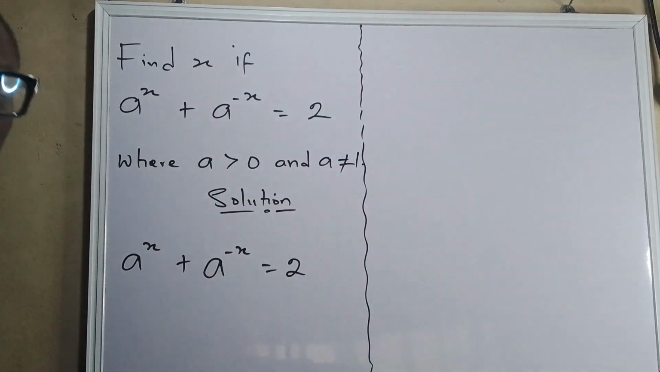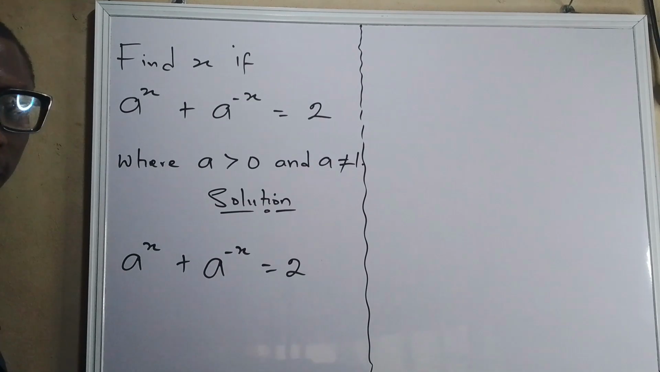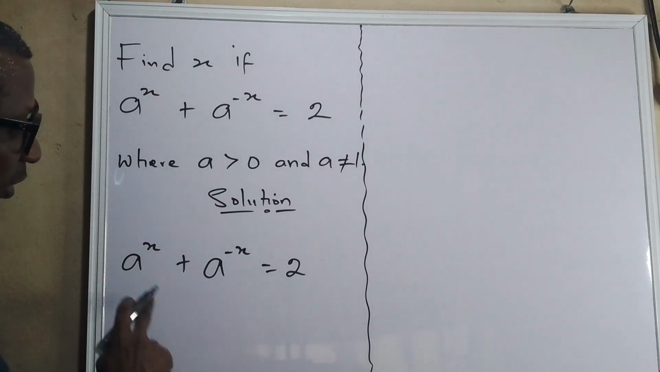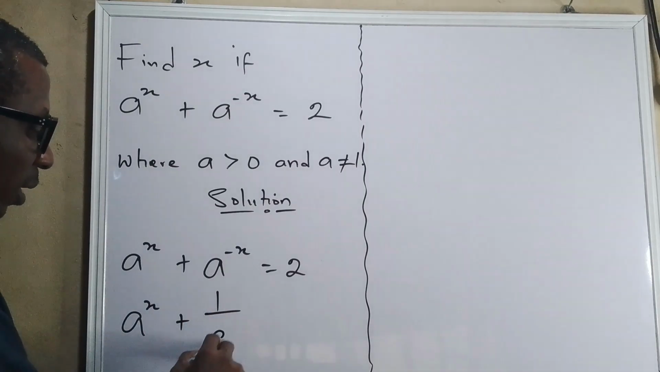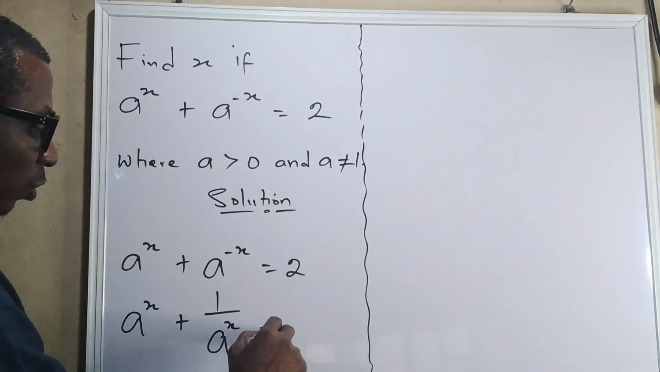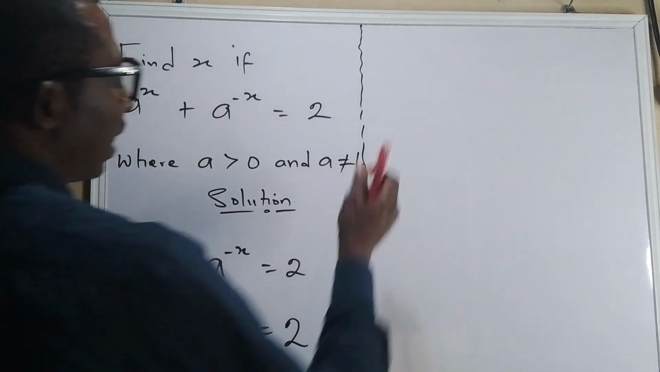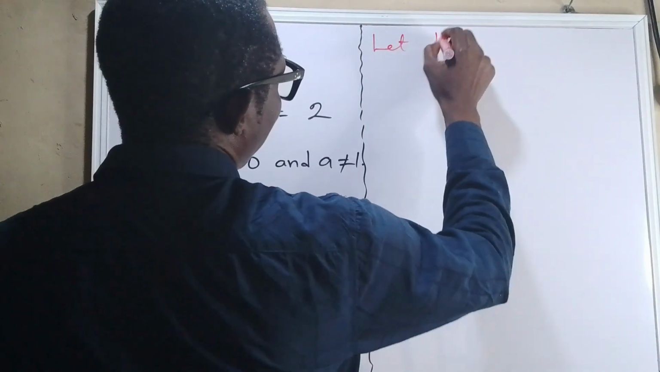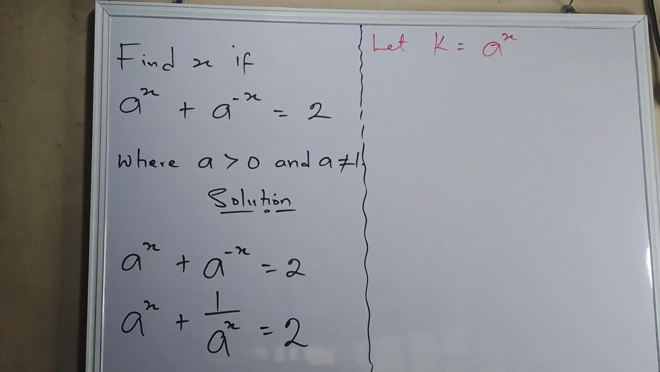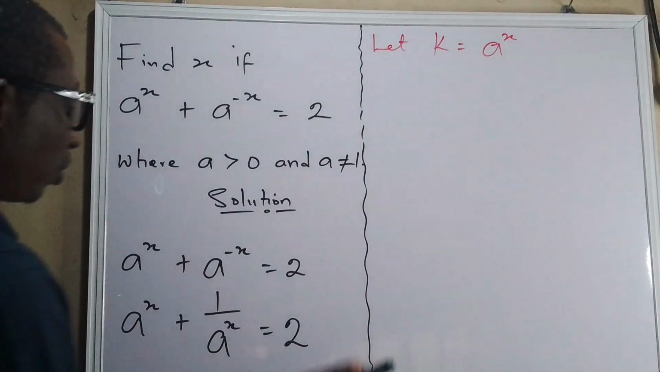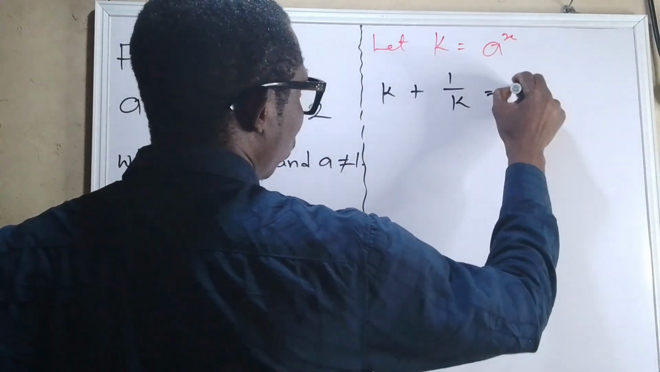Now the first thing to do to this equation is to express this one as a reciprocal of a raised to the power of x. So this equation turns to a raised to the power of x plus 1 over a raised to the power of x equals 2. Alright, you get that? So now the next thing is to make an assumption, let k be equal to a raised to the power of x, because what we have here is in terms of a raised to the power of x. So this equation turns to k plus 1 over k equals 2.